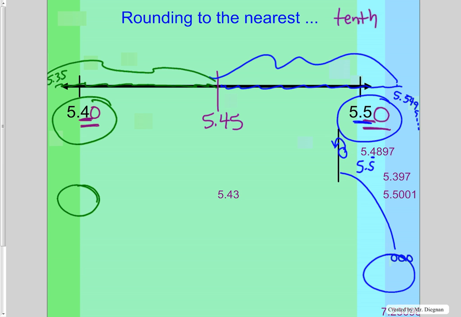Okay, how about 5.43? 5 and 43 hundredths. Well, if I look here, that's clearly in between. It's in the green. 5 and 40 hundredths, 5 and 45 hundredths. In fact, if I were to even break this up, here's 41, 42, 43, 44. I even know exactly where 5 and 43 hundredths is going to fit. It will fit right there. But if I'm rounding it to the nearest tenth, it's going to round to, I'm sorry, 5 and 4 tenths.